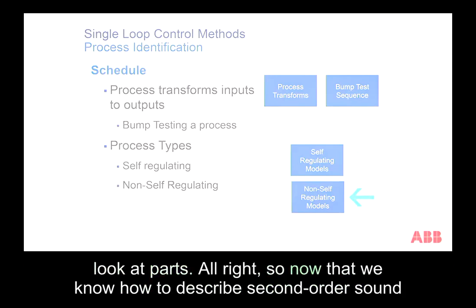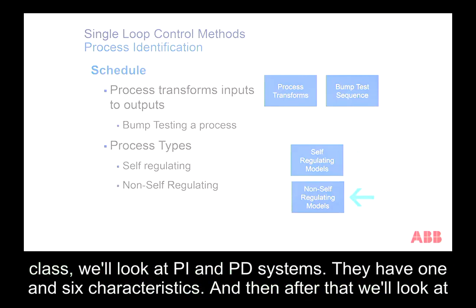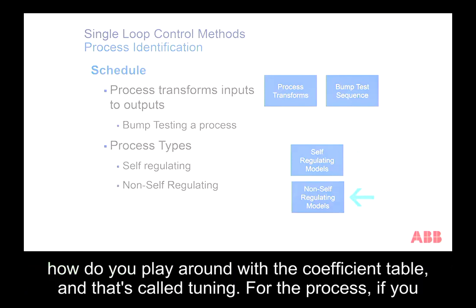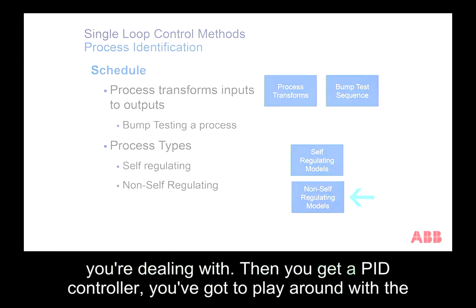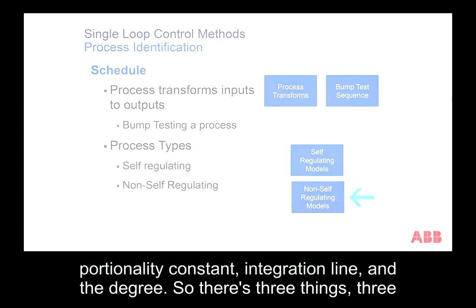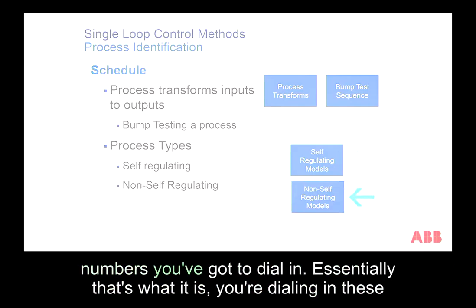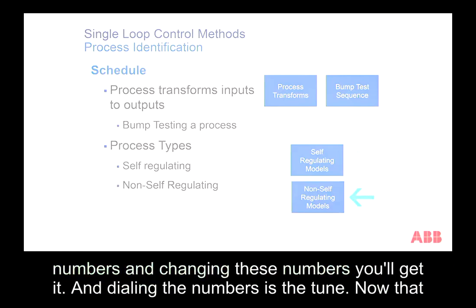All right, so now that we know how to describe second order systems, we'll look at PI and PD systems and their characteristics. And then after that, we'll look at how you play around with the coefficient behavior, and that's called tuning. So if you want to control the system with PID, first you've got to know what kind of system you're dealing with. Then you get a PID controller, and you've got to play around with the proportionality constant, integration time, and the derivative. So there are 3 numbers you've got to dial in. Essentially, that's what it is. You're changing these numbers, and you will get a system. And dialing the numbers is the tuning.